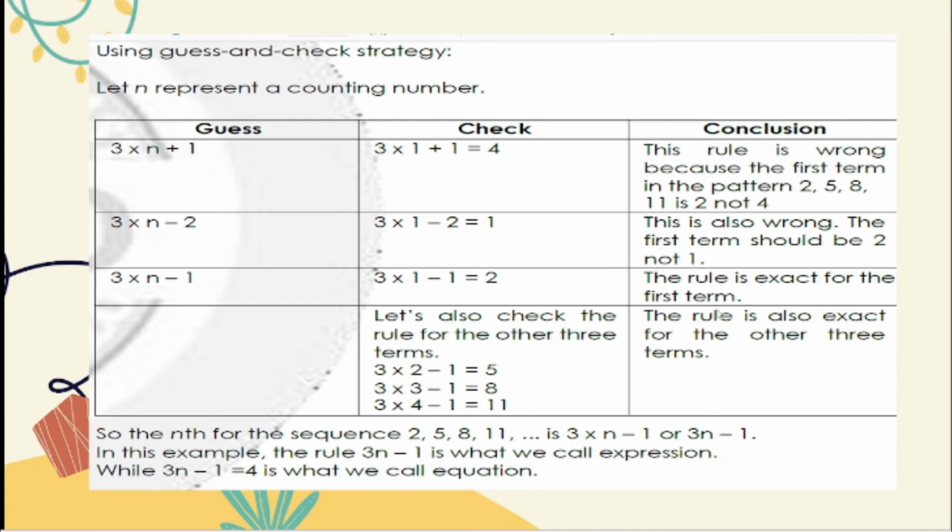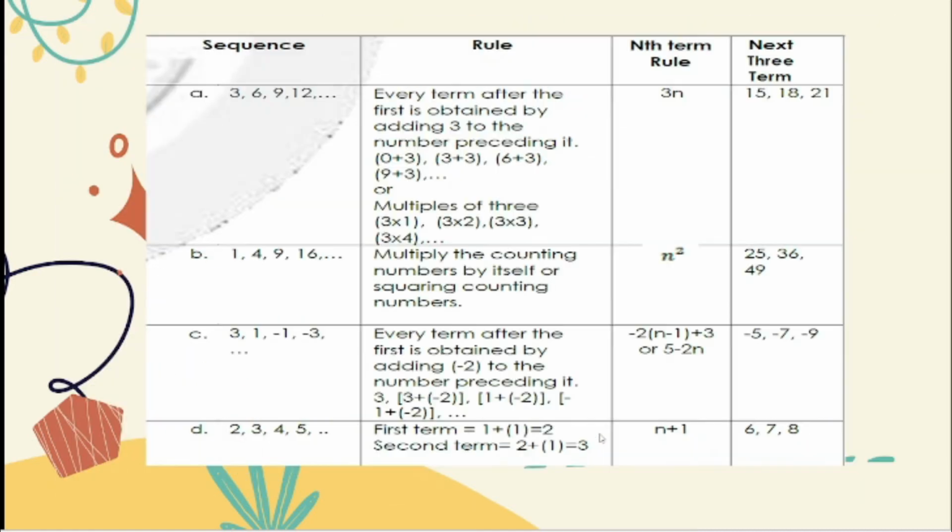The rule is exact for the first term. So let's also check the rule for the other terms. 3 times 2 minus 1 equals 5. 3 times 3 minus 1 equals 8. And 3 times 4 minus 1 equals 11. So these are correct. In our conclusion, the rule is also exact for the other 3 terms. So the nth term for the sequence 2, 5, 8, 11 is 3 times n minus 1. This is our rule.